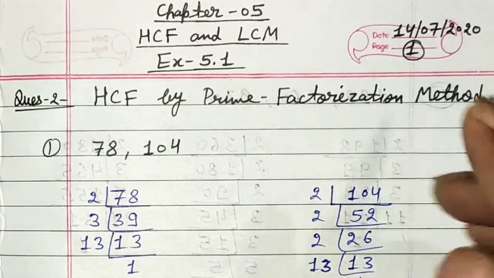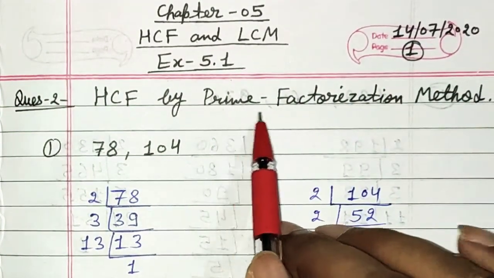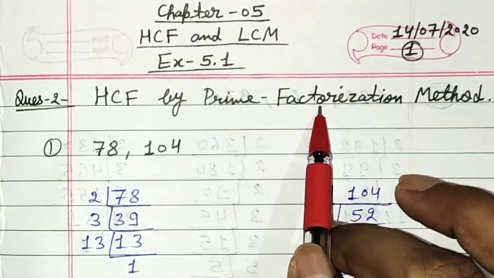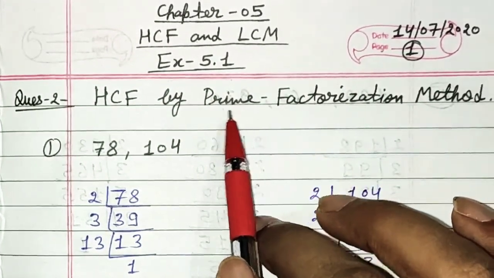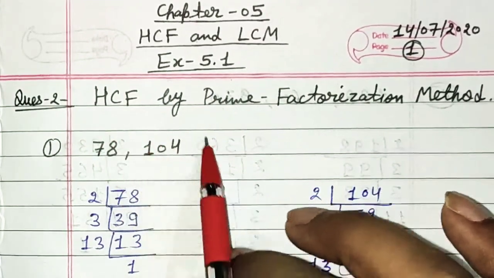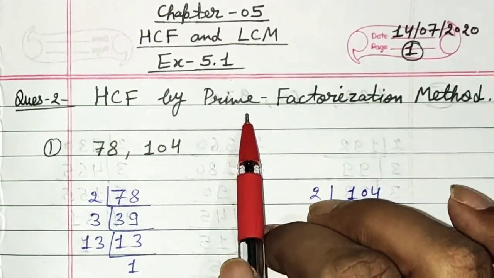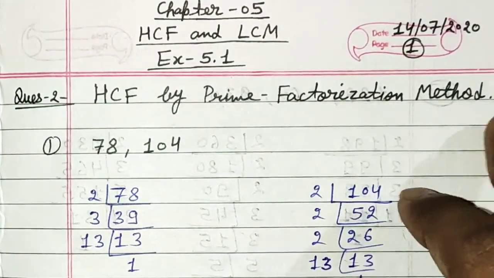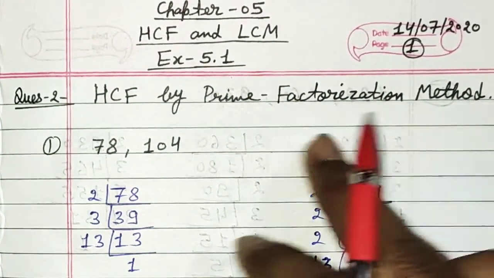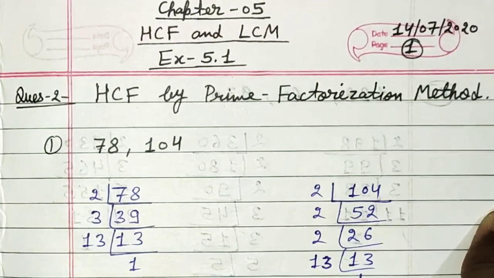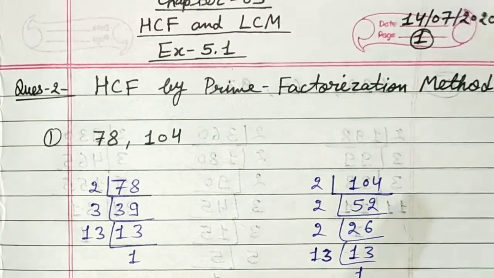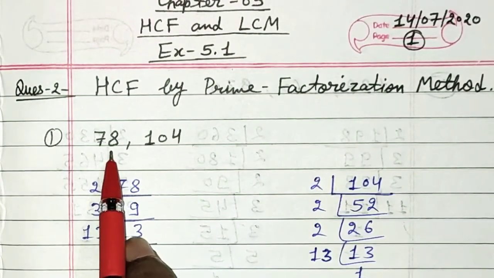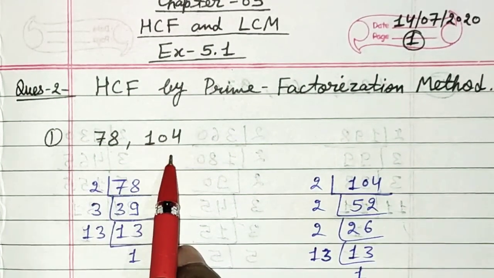Okay, prime factorization, as the name suggests, here we will have to take only the prime numbers. When you divide these numbers, you will have to take only the prime numbers. So let's understand this method with the help of question number 1. In part number 1 we will have to find out the SCF of 78 and 104.